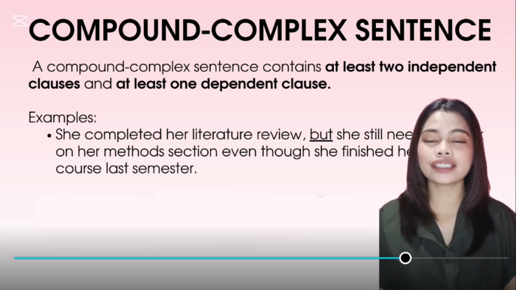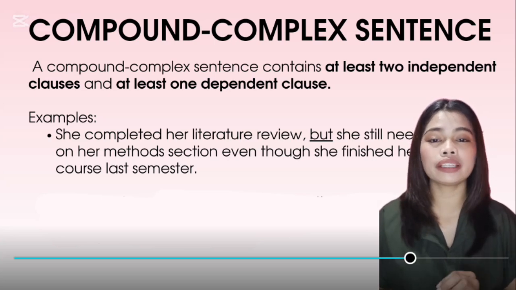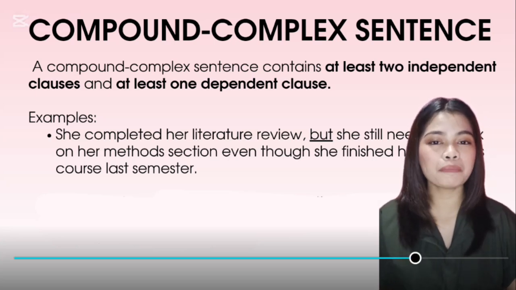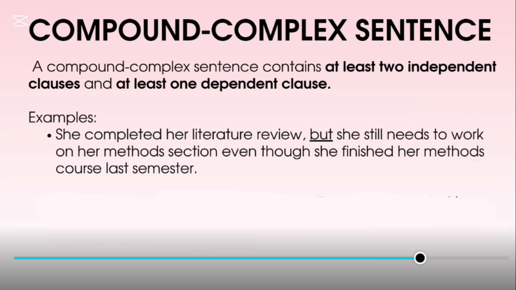Compound complex sentence contains at least 2 independent clauses and at least one dependent clause. For example, she completed her literature review, but she still needs to work on her methods section even though she finished her methods course last semester.